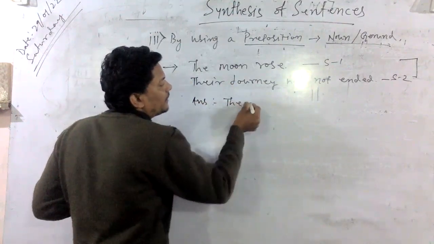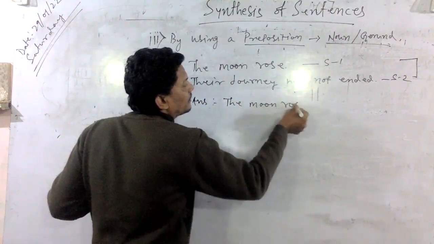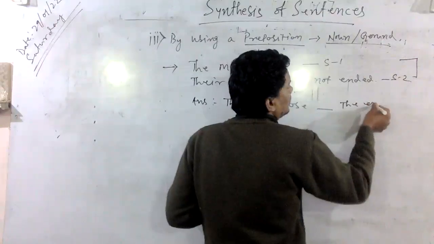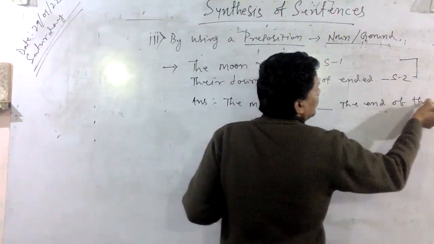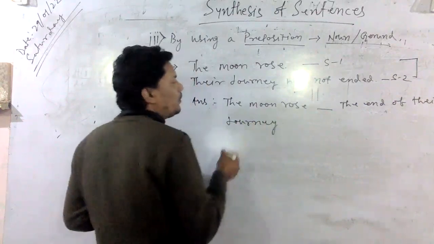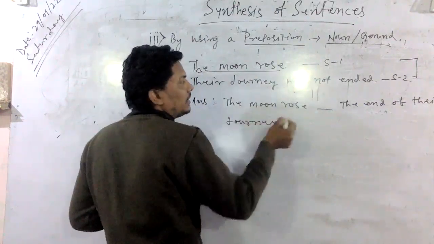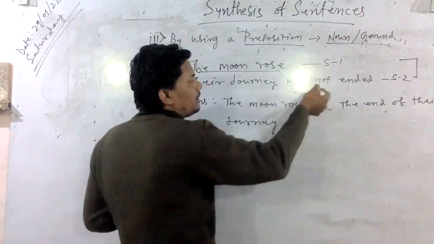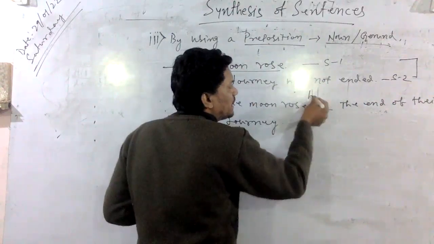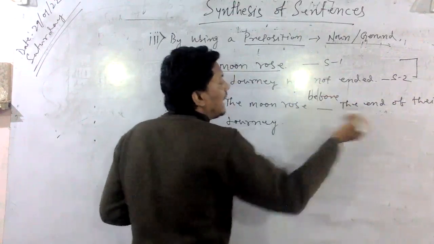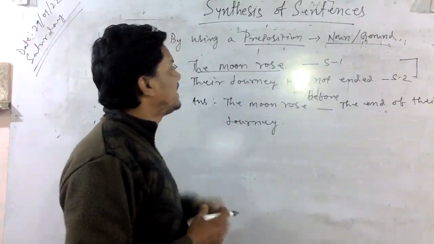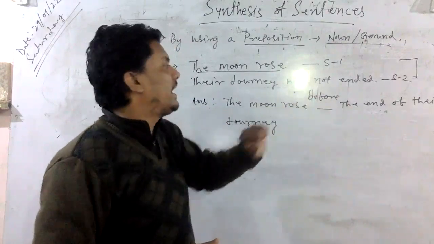The moon rose. Now, what do we use? The moon rose, the journey was not ended. So, obviously, what first happened is the moon rising. So, the moon rose before the end of their journey. So, before the end of their journey, that can be considered as one sentence: The moon rose before the end of their journey.